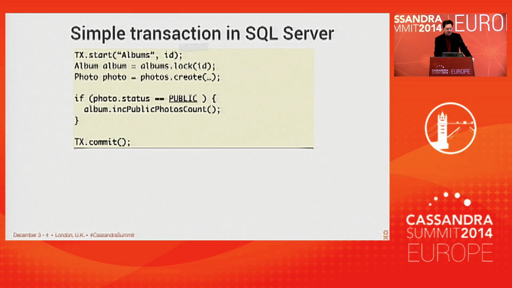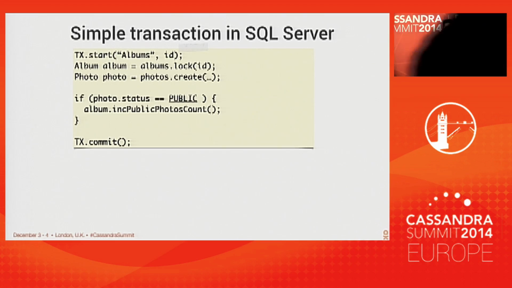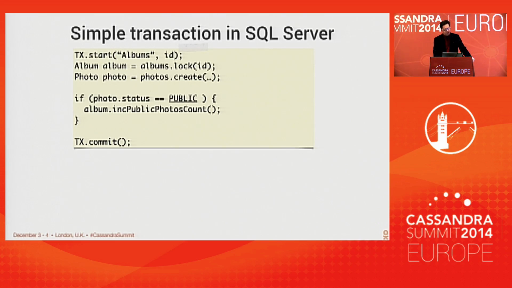Let's look more closely at the data causing so many troubles. This is how a transaction adding a photo into an album could possibly look like. Here we start a new transaction on the partition of the album, lock it to prevent concurrent modification, create a photo in the photos table, and if the photo status allows, increment the visible photo counter of the album, updating data in the album table. This is a fairly simple transaction commonly seen in the SQL world.